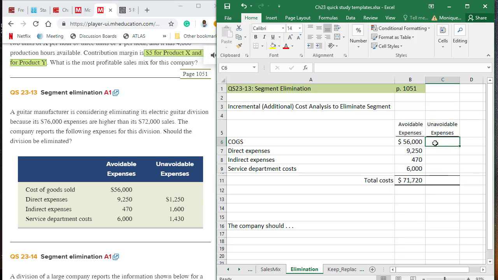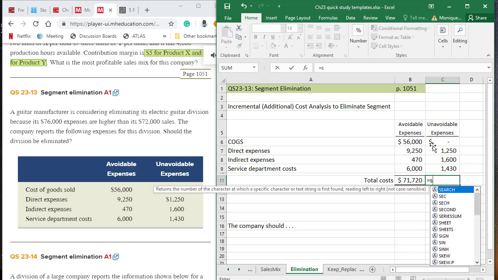Now the costs that cannot be avoided, well, there's none related to cost of goods sold because they're all avoidable, so let's go ahead and put 0 here. It's given to us. And then we have $1,250, which are direct expenses, meaning they're going to remain no matter what we do. And then $1,600 will remain as well, and the service department had $1,430 that will remain. And we'll add it up, equals sum.